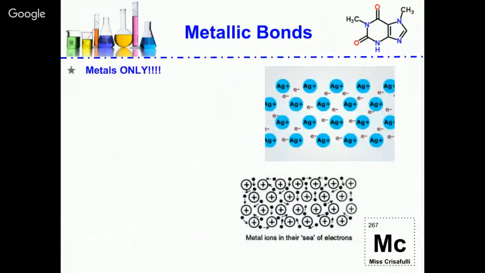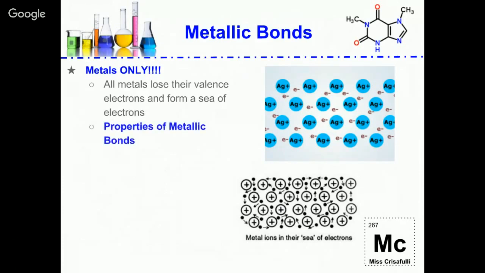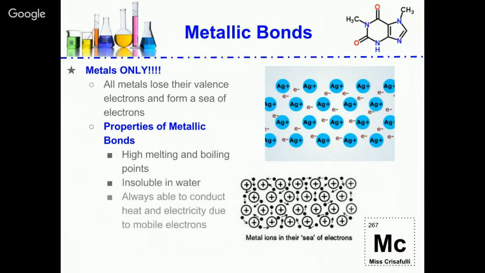Metallic bonds are the second kind of bonds that we're going to talk about. They're made of metals only. So what happens in this kind of bond is all the metals lose their valence electrons, and those electrons form a sea of mobile electrons. So the bonds of metallic compounds are a little bit different, so their properties are going to be different. They're going to also have high melting and boiling points. They're insoluble in water, and they're always able to conduct heat and electricity due to the fact that the electrons are mobile.